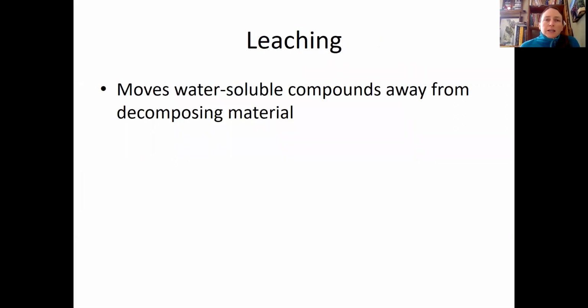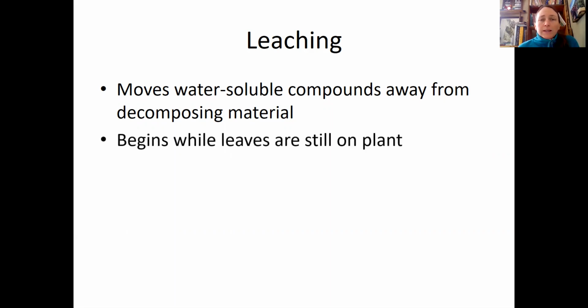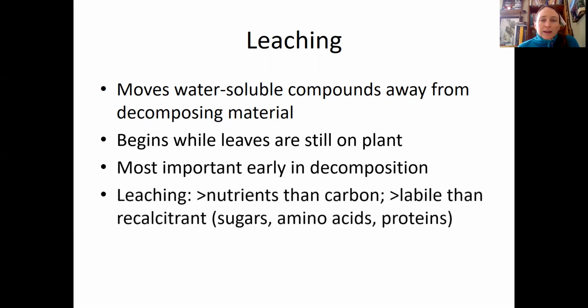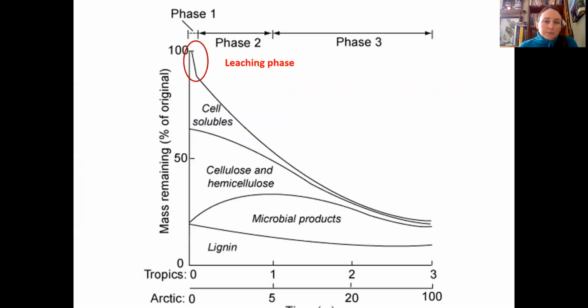So leaching is this first step, moving water-soluble compounds away from the decomposing material. And it can happen while the leaves are still on the plant, when there's rainfall, but it's most important early in the wetting process when the leaves first get wet. We lose things like nutrients, and then more labile things like sugars, amino acids, and proteins. And this is the first phase.